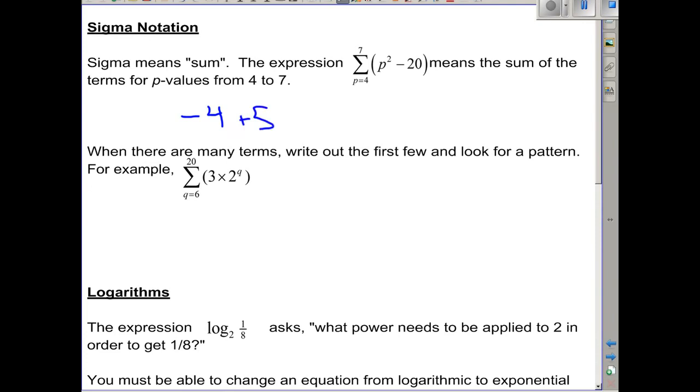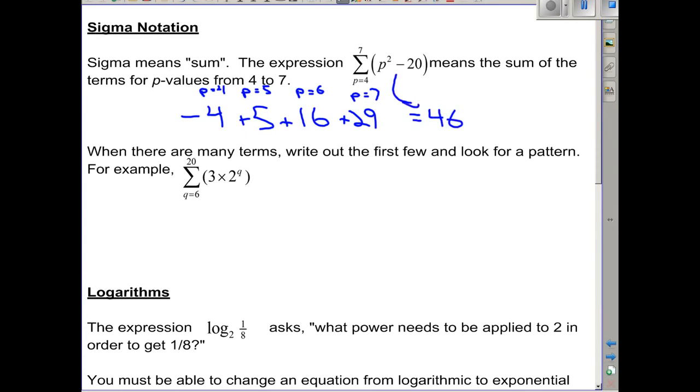Put in 6 for p. Okay, so this was p equals 4. This is p equals 5. P equals 6. If I put in 6 for p, I'll get 36 minus 20, which is 16. And if I put in 7 for p, I'm going to get 49 minus 20, which is 29. Okay, add them all up.